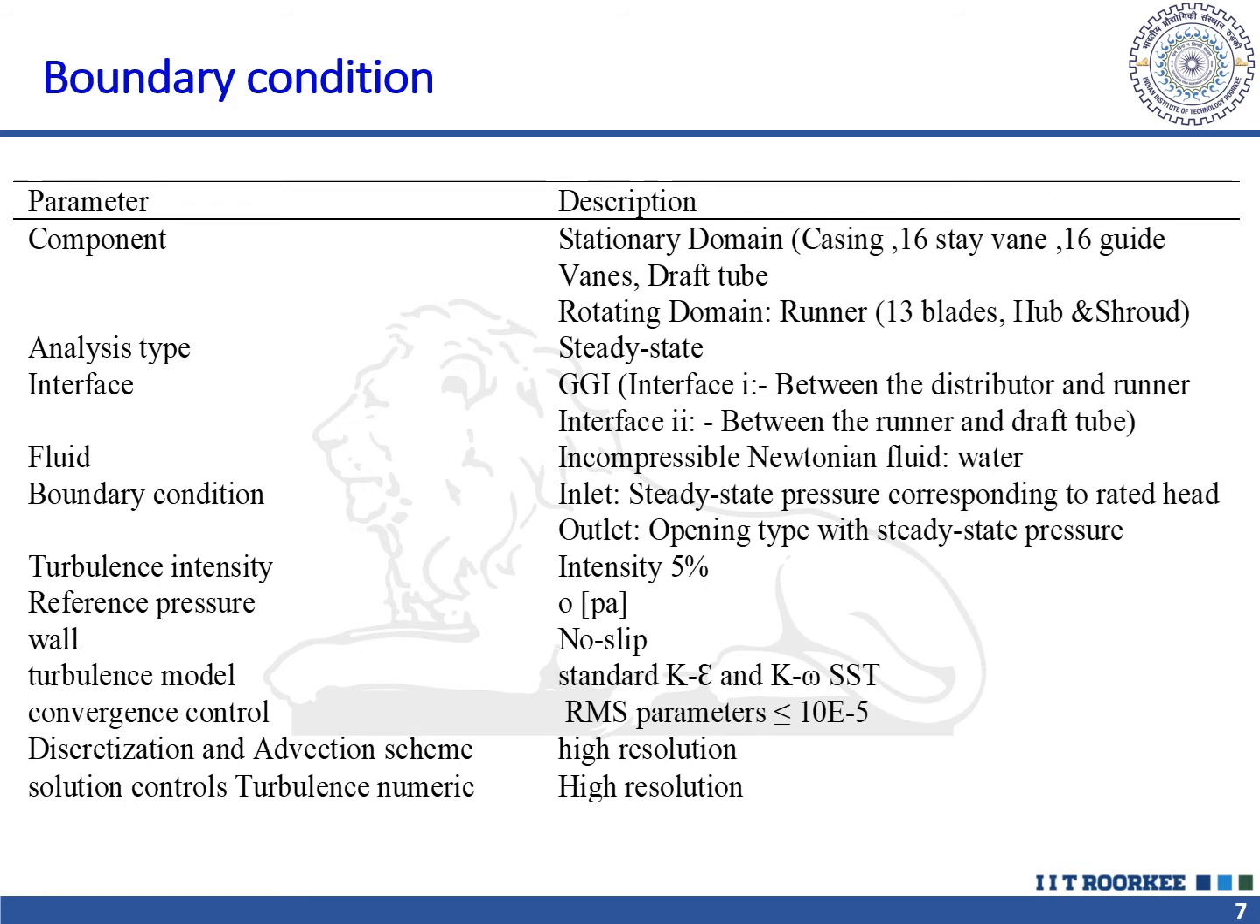So we have taken inlet and outlet pressure boundary condition for the simulation. For the simulation, we have taken two turbulence models, k-omega SST and k-epsilon model, and the simulation was carried out at rated speed of 750 rpm with the load ranging from 130% rated load to 77% load to predict the guide vane angle.